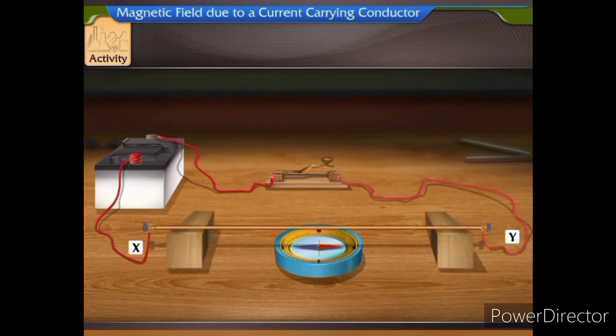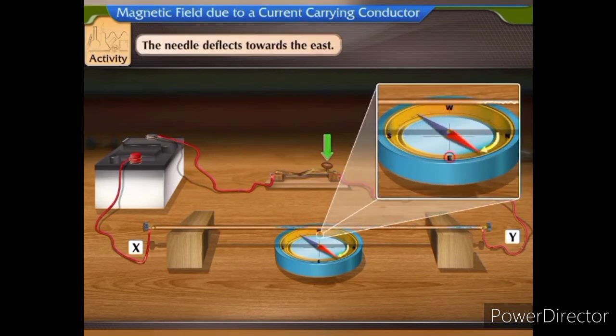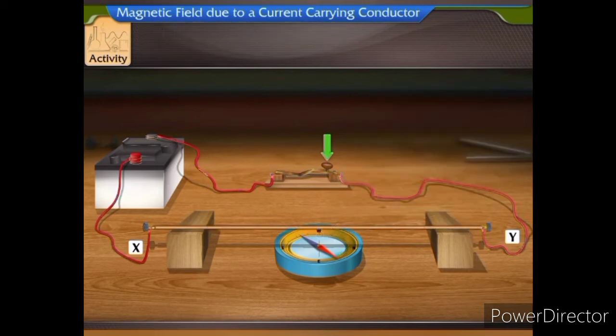Now, connect the straight wire between points X and Y in such a way that it is parallel to the compass needle resting in north-south direction. Close the switch and observe the deflection of the needle. You observe that the needle deflects towards the east.